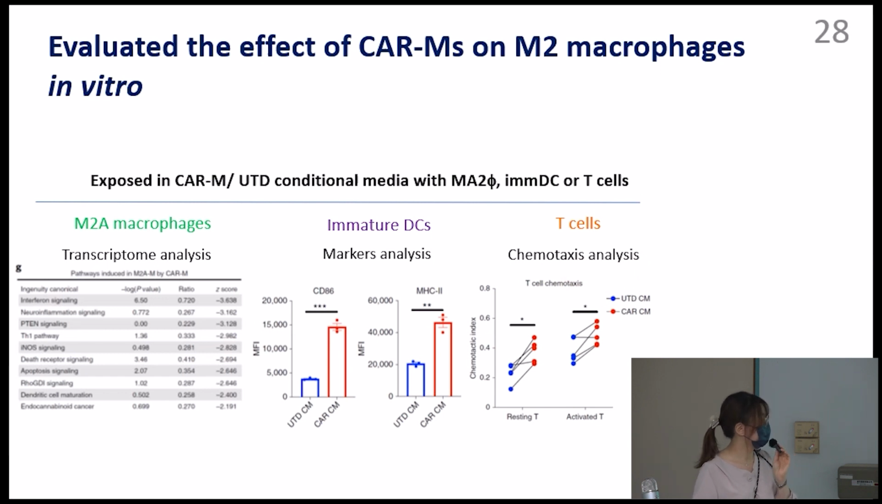So they proved that the CAR macrophage indeed influences the tumor microenvironment immune system to become M1-like, and it goes to a pro-inflammatory state.